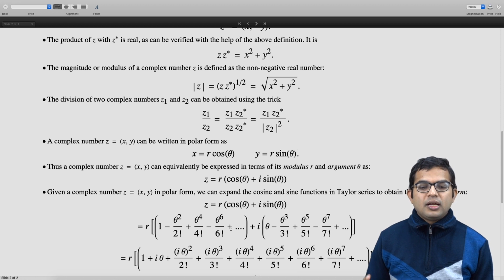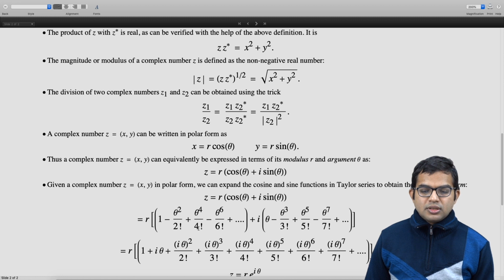You carefully collect these terms together, and you see that you have a 1 and then plus I theta, and then minus theta squared by 2 factorial can be written as I theta the whole squared divided by 2 factorial, because we know that I squared is minus 1. And likewise, we can write minus theta cube by 3 factorial times I as I theta the whole cube divided by 3 factorial, because I squared will give you minus 1 and I remains as it is. So this minus sign is taken care of.